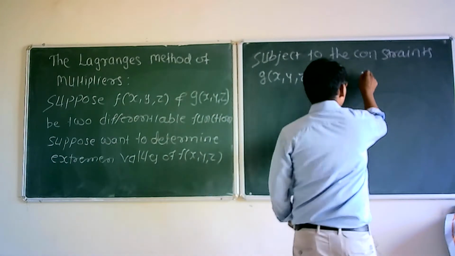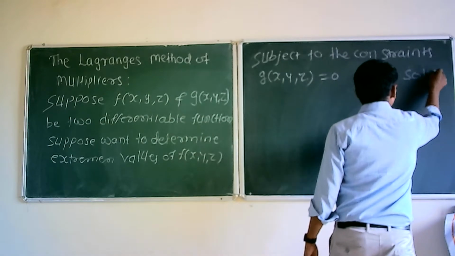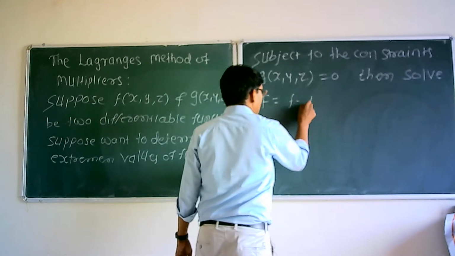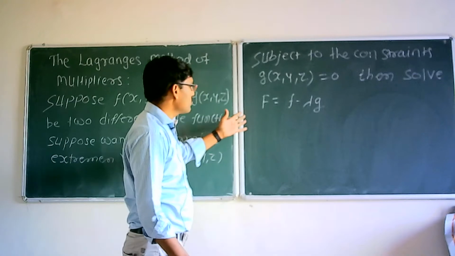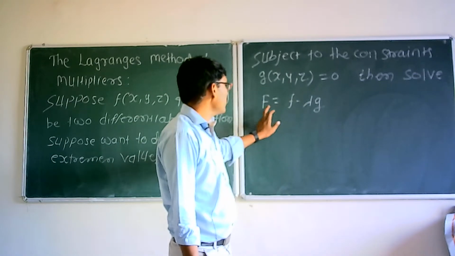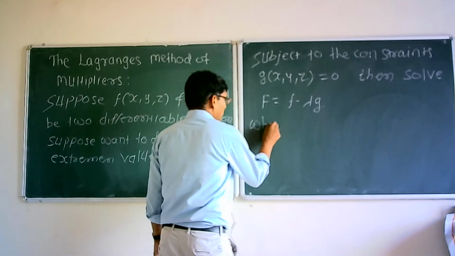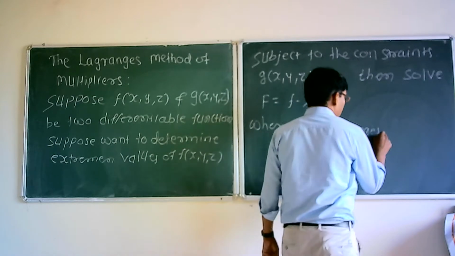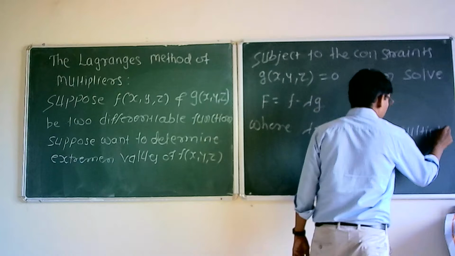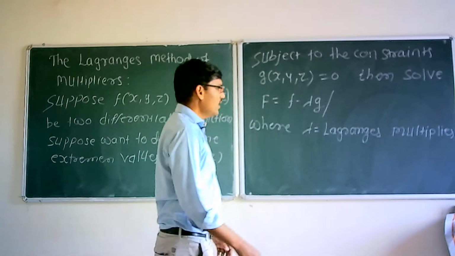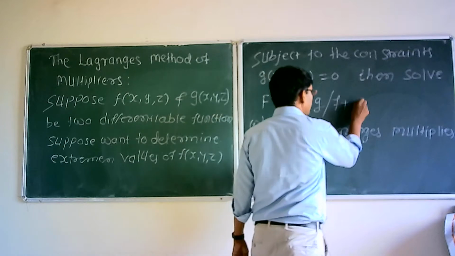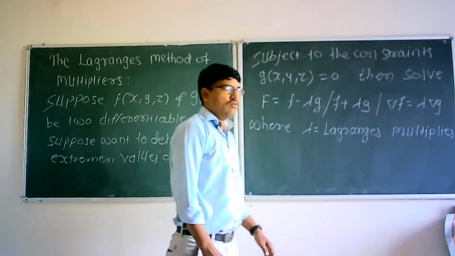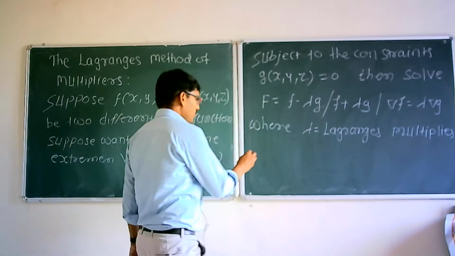then solve the following equation. F is equal to f minus lambda g. This is also called an auxiliary equation. Form the auxiliary equation f minus lambda g, where lambda is the Lagrange's multiplier. Now, in many books, this equation is written as f plus lambda g or del f is equal to lambda del g.